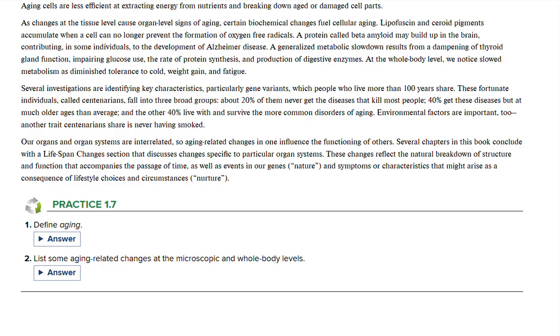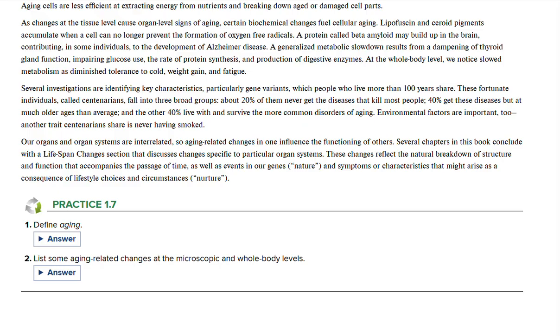Answer. Start revealed content. Changes at the microscopic level include decreased production of elastin and collagen proteins, diminished subcutaneous fat, which leads to skin wrinkling, increased percentage of body fat, which alters the rate of drug metabolism, decreased efficiency of DNA repair mechanisms, and decreased efficiency of energy extraction from nutrients.